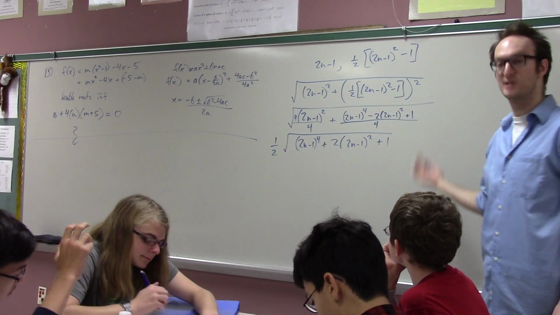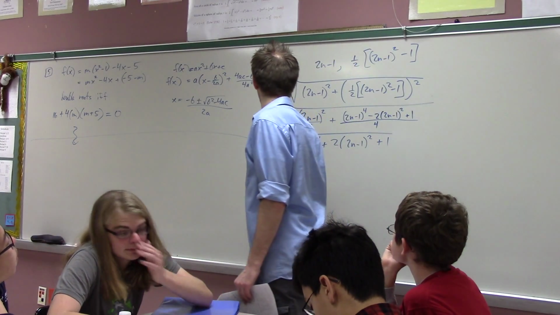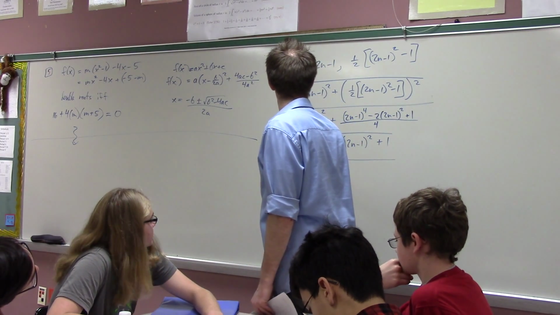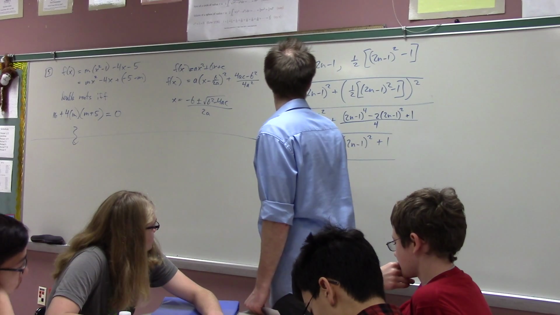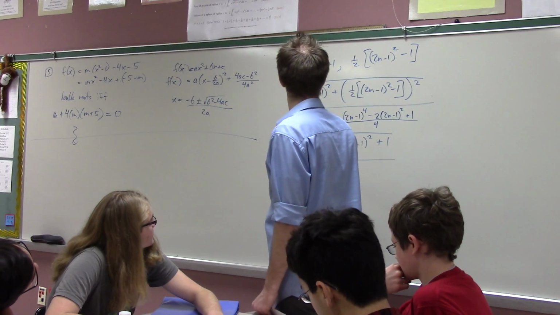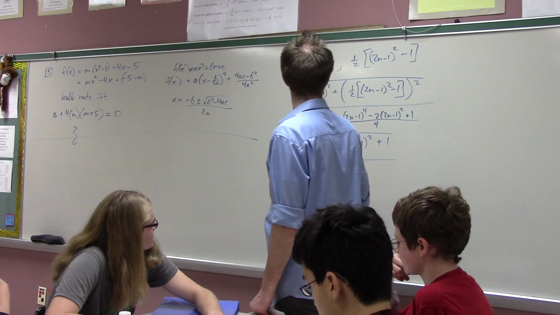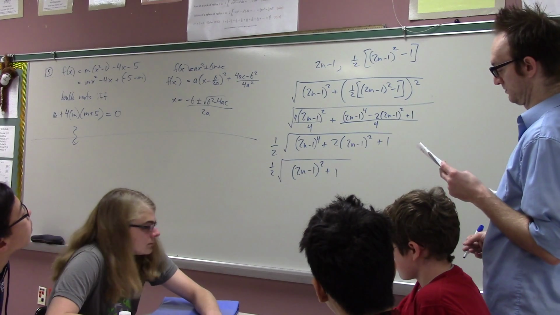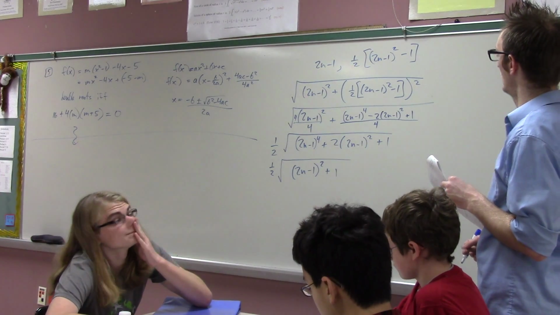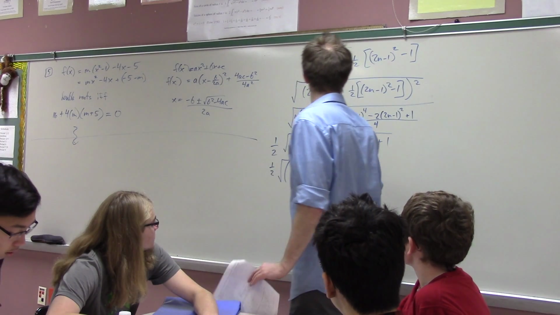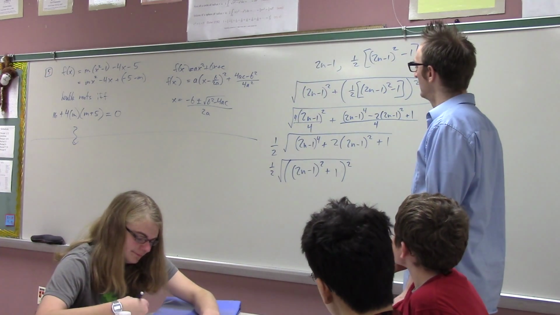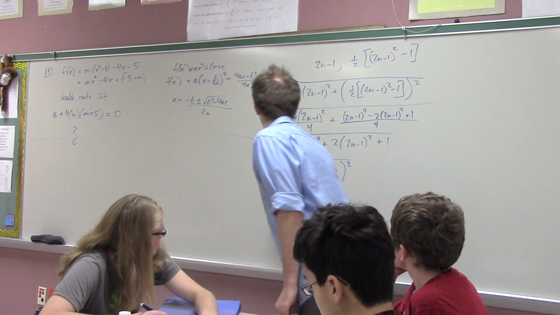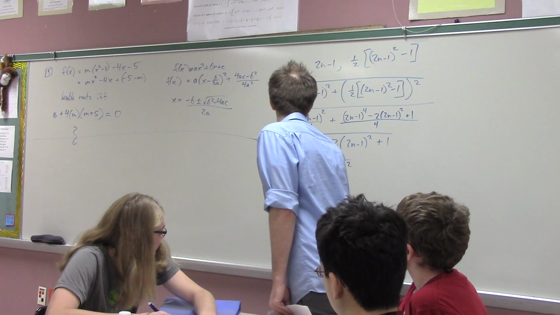And then that conveniently is also a perfect square, right? So this is 1/2 root of 2n minus 1 squared plus 1, and shouldn't that be all squared? Yeah, right, and then squared. And then you take the square root. So it just becomes 1/2 times 2n minus 1 squared plus 1.